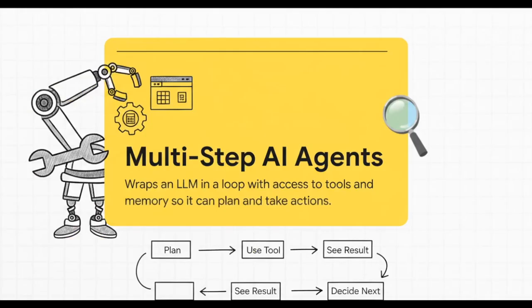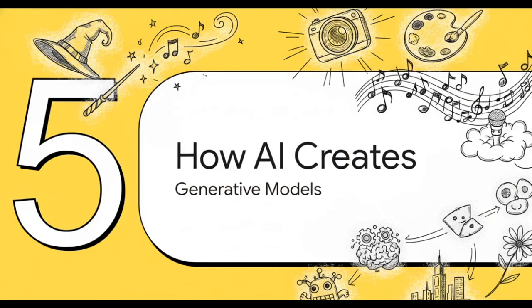But what if you want an AI to do things, not just say things? Well, that's the whole idea behind AI agents. An agent basically gives the AI hands and feet by connecting it to tools like a web browser or a calculator. It can then plan a task, use a tool, see the result, and decide what to do next, all in this continuous loop. So far, we've really focused on how AI understands and acts.